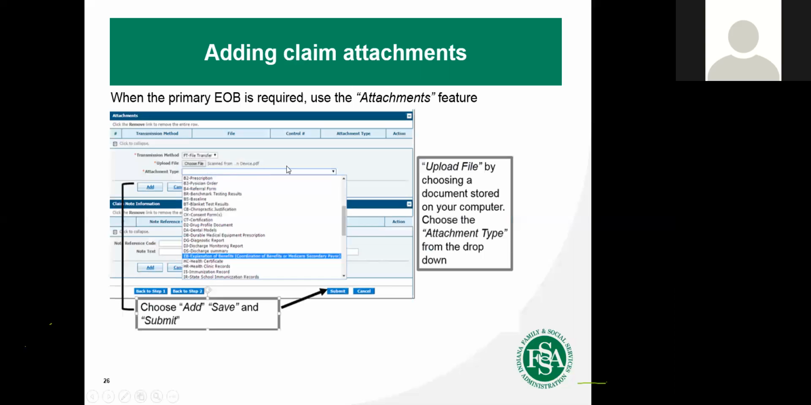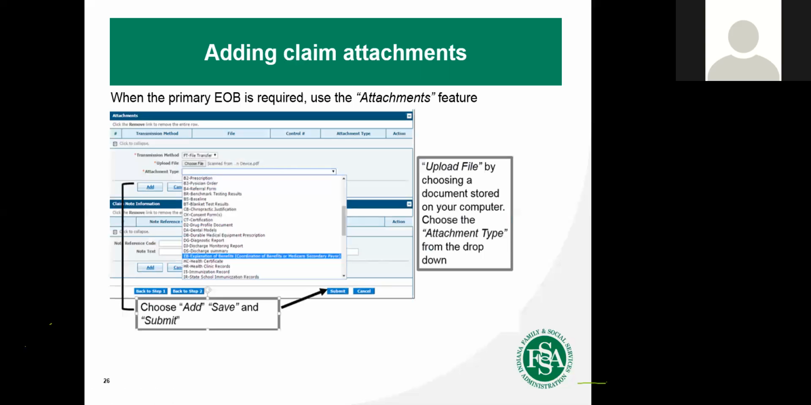It's just like adding an attachment to any other system you've probably dealt with. You choose the file, and then the attachment type is a drop-down list, as you can see, and in this example, I've chosen EB, explanation of benefits. So this would be for your TPL claims. If you have a claim that is not Medicare primary but someone else, and let's say that they did deny the claim.